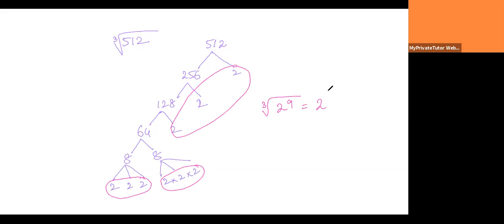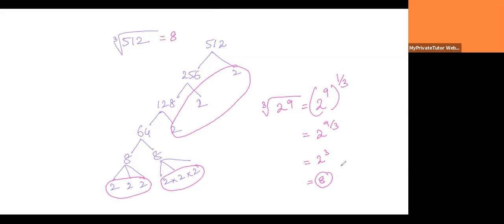So 2 power 9 whole power 1 by 3. Which means 2 power 9 by 3, isn't it? So 9 by 3 is nothing but 3, so what is 2 cube? Everyone knows that. The answer is 8, so the cube root of 512 is 8. Yes, it is a perfect cube number. Hope you guys understand this.